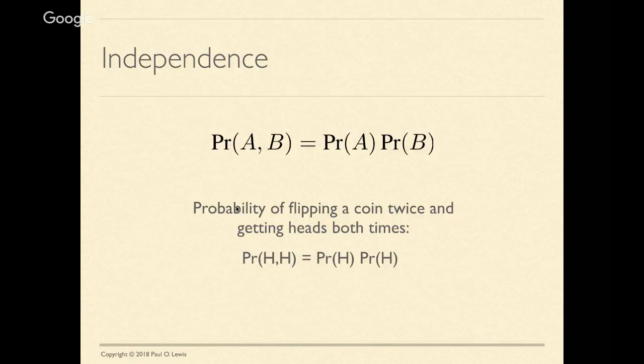If 2 events are independent, we can multiply their individual probabilities to obtain the joint probability. So here the probability of A comma B means the probability that A and B occur at the same time or simultaneously. And this is the probability of A independently, and this is the probability of B independently. For example, if you flip a coin twice and get a head both times, the joint probability is simply the probability of getting the head on the first flip times the probability of getting a head on the second flip. This assumes that the outcome of the second flip does not depend in any way on the outcome of the first flip.